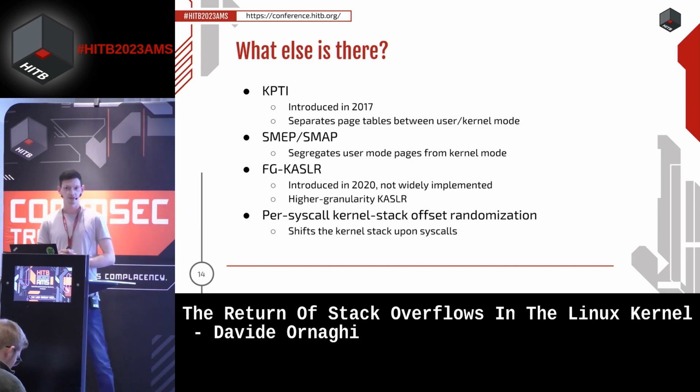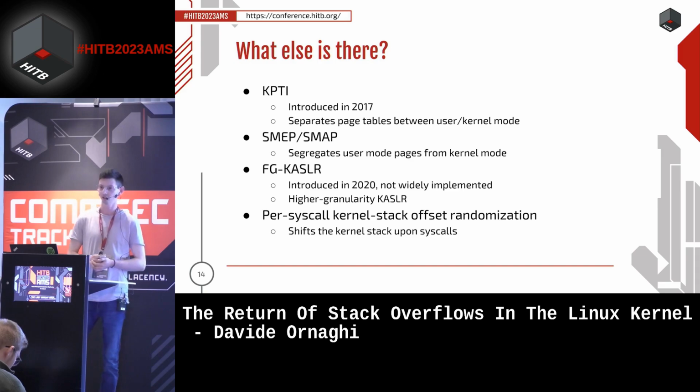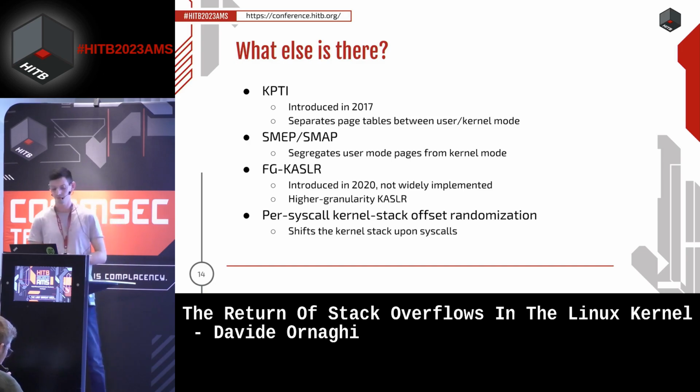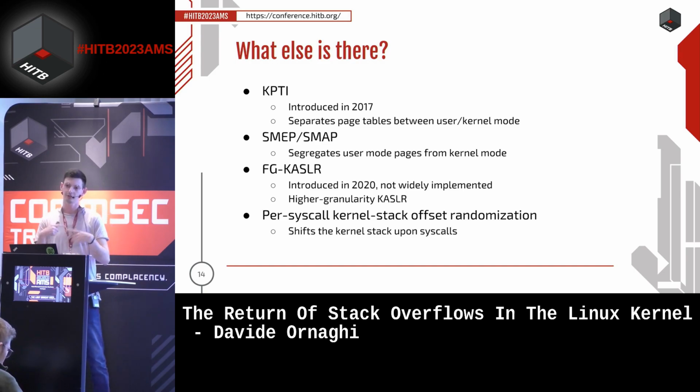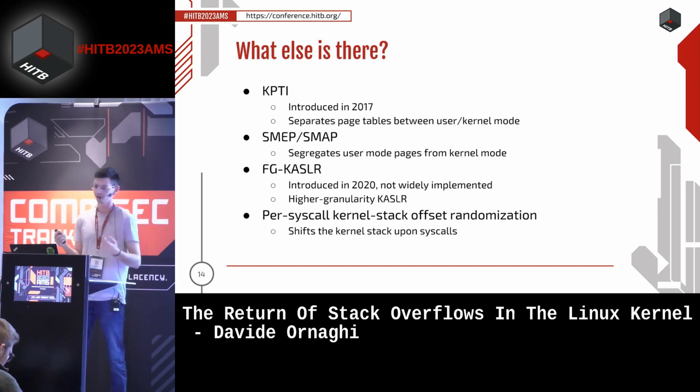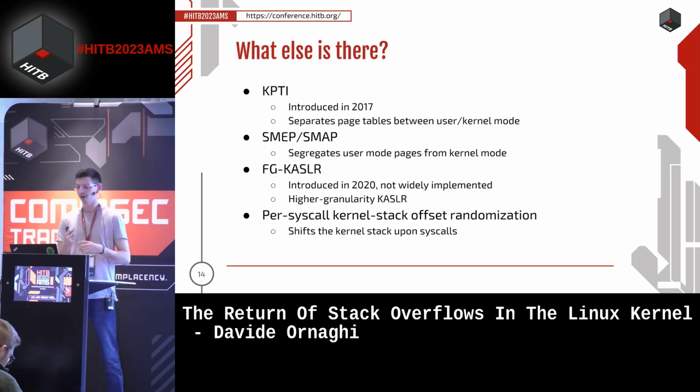It's a more granular KASLR, but actually I couldn't find any good example of it in the wild in appliances. So I think it's not widely implemented and it still has room to grow. Basically, it splits the big text image into sections, so you have like text 1, text 2, etc., that correspond to a single function. And at load time, they get shuffled around in the kernel image space. And of course, the relocation has to account for that, otherwise the symbols won't be able to be found.